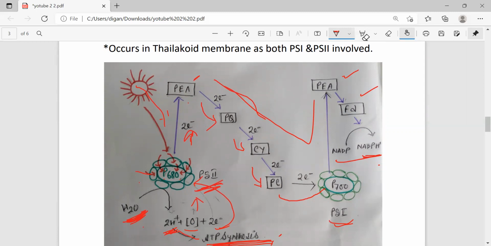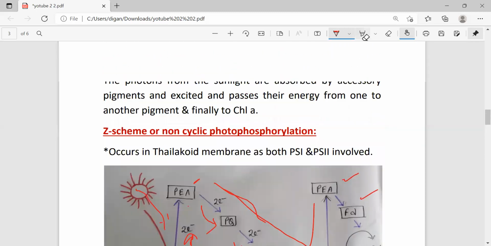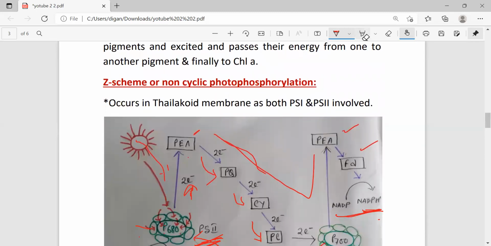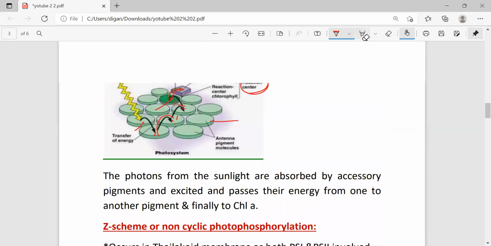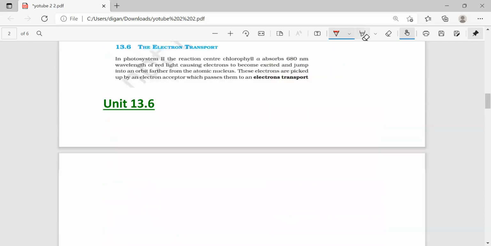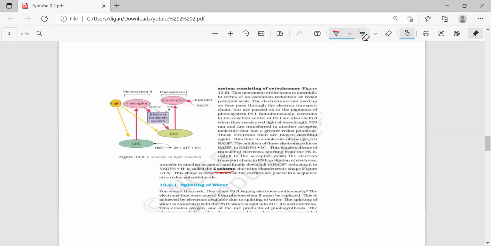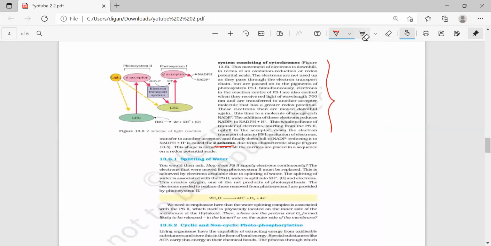This reduction reaction takes place in the outer membrane. Photolysis of water in the inner membrane, whereas reduction reaction in the outer membrane. So this is the simple explanation of non-cyclic photophosphorylation. And this structure is a Z-like structure. That's why it is also known as the Z-scheme structure. And these are given in this para. Now, if you go through this line, you can understand each line easily.